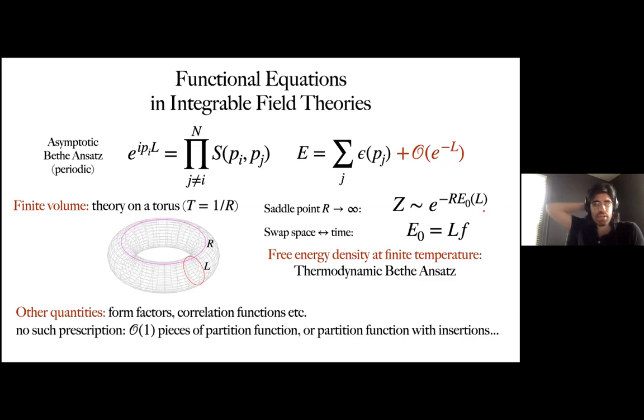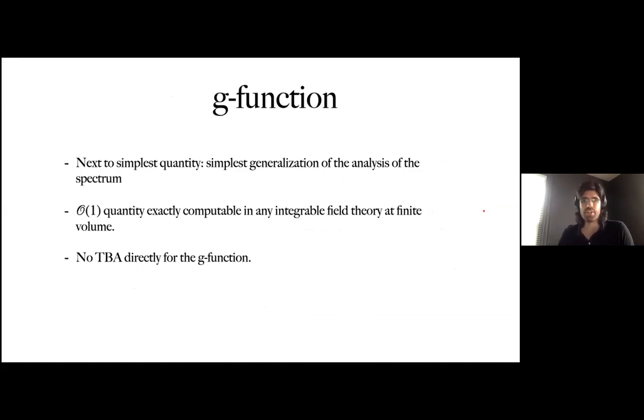That's one of the reasons why we cannot have a systematic routine to compute other quantities besides the spectrum, with one exception, and that exception is precisely the G-function. And even before telling you what the G-function is, let me say that that's perhaps the next to simplest quantity that generalizes these considerations about the spectrum that I just made. And it's an order one quantity that we can compute pretty much in any integrable theory. Unfortunately, there's no thermodynamic Bethe ansatz that directly computes this quantity, and this is one of the goals of the project.